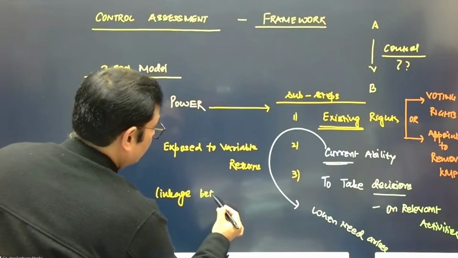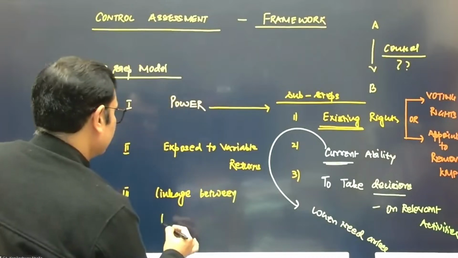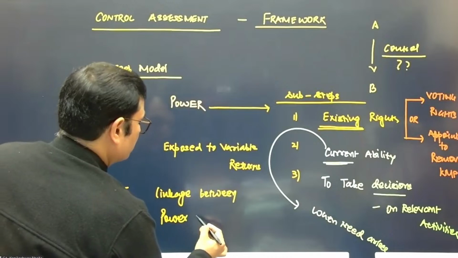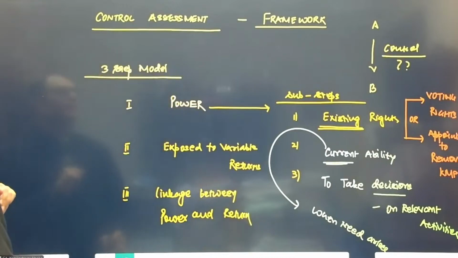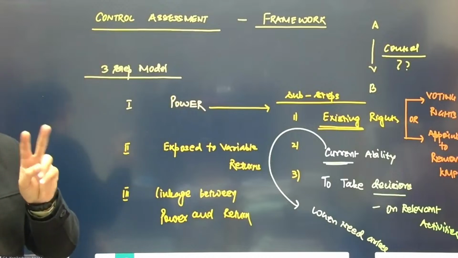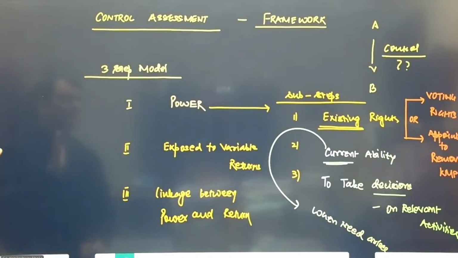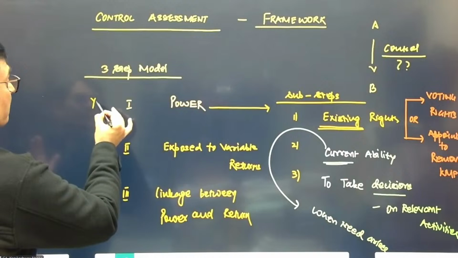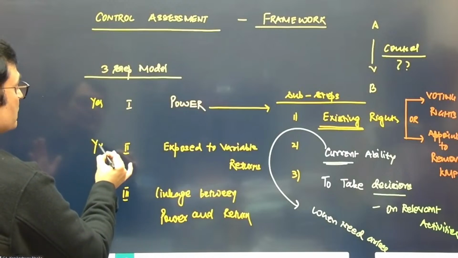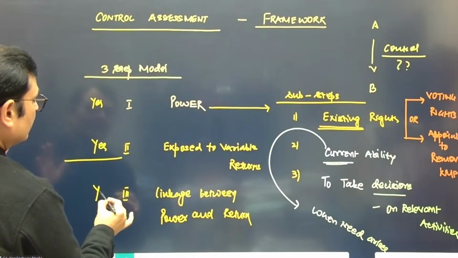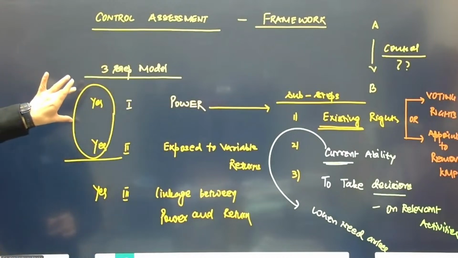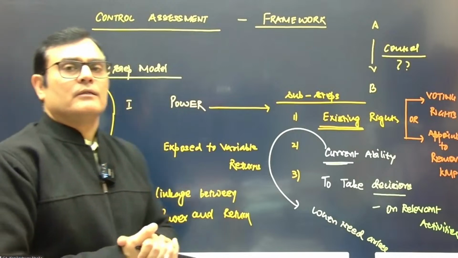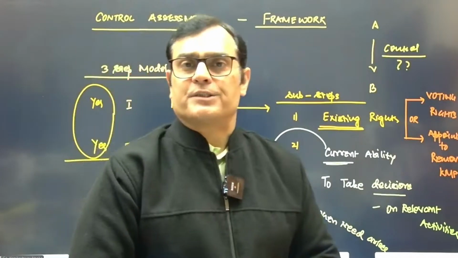What we call the linkage between power and return. Basically, the linkage in terms of step number 1 and step number 2. If you say there is a power, and if you say yes, you're exposed to variable returns, automatically the linkage has developed. If your answer to step number 1 is a yes and the answer to step number 2 is a yes, by default, your answer to step number 3 is a yes.